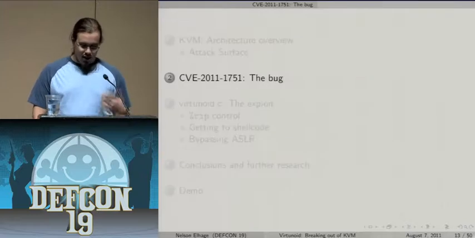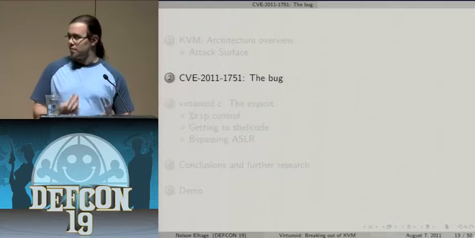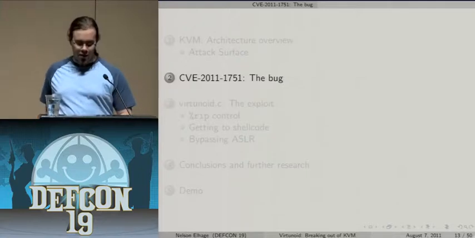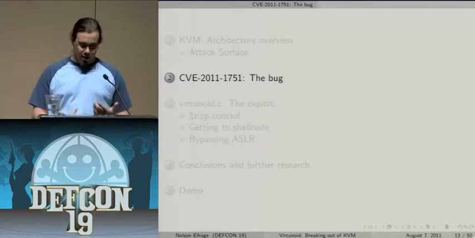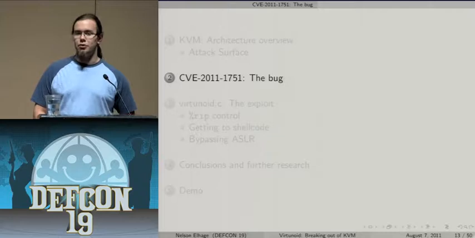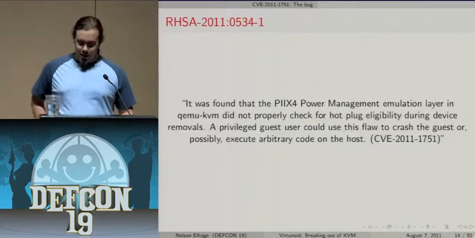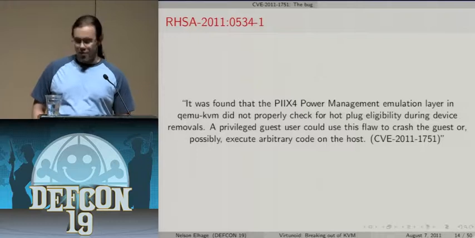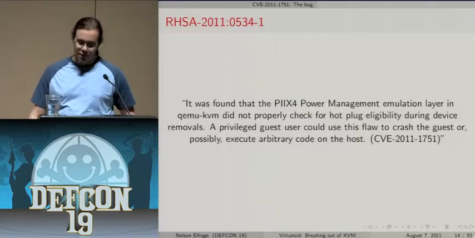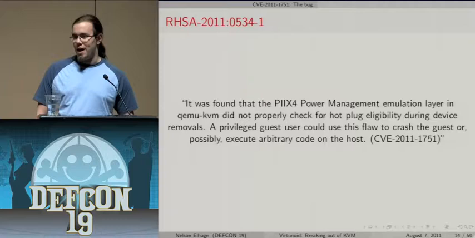All right, so that's the structure of KVM, and taking a bit of a look at the attack surface. And now we're going to dive in on our bug, and the bug that I used, which is in fact a bug in QEMU KVM, in that user space driver program. I've got here the text from the Red Hat Security Advisory. The bug is CVE-2011-1751. All the major distributions have patched it by now, so you can go look it up.